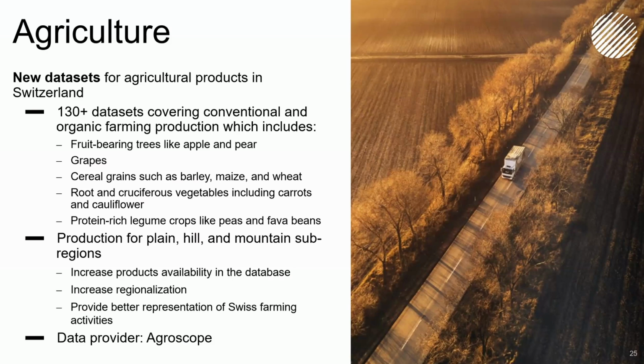This release includes over 130 datasets covering fruit-bearing trees like apple and pear, cereal grains such as barley, maize, and wheat, root and cruciferous vegetables, including carrots and cauliflower, as well as protein-rich legume crops like peas and fava beans. Both conventional and organic farming methods are covered, and the data is also split between specific regions in Switzerland, covering, for example, mountainous regions, hill, as well as plain subregions.